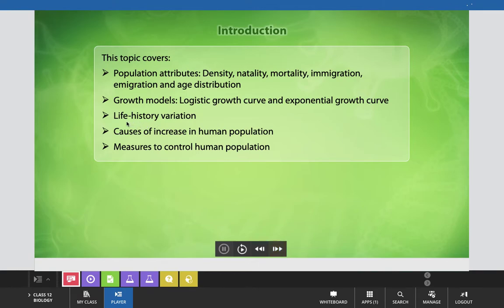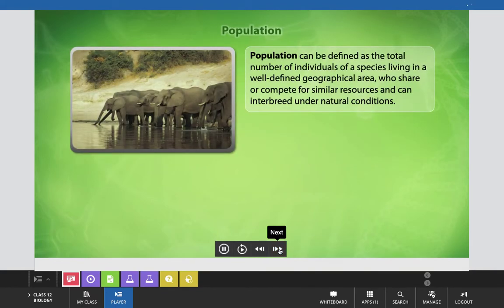And we will also learn in this topic life history variation, where we will talk about Darwinian fitness with respect to various examples of natural selection process. In this class, we will also cover the causes of increase in human population and measures to control human population in brief. Now, we will start with this first slide.